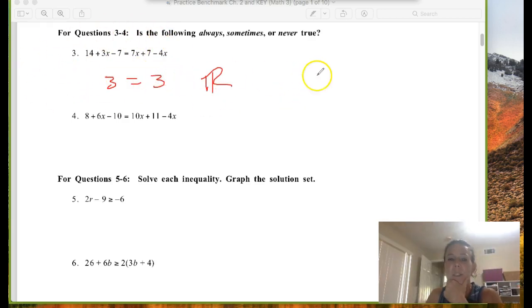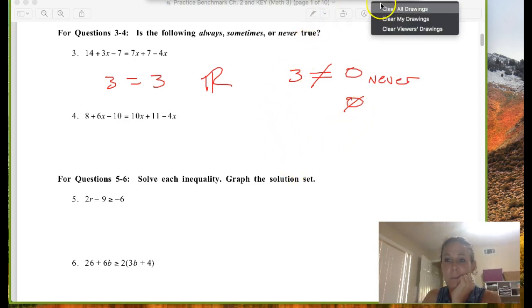But if I do this and my x's fall out and I come up with something like 3 equals 0, well, 3 never equals 0. So this would be never true. And the solution would be no solutions. Okay, that's a little symbol for no solutions.